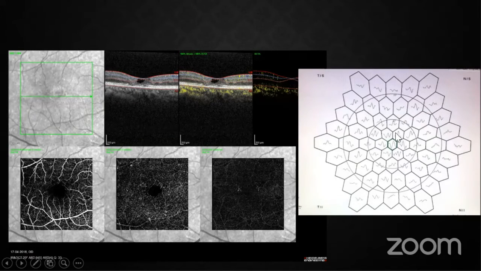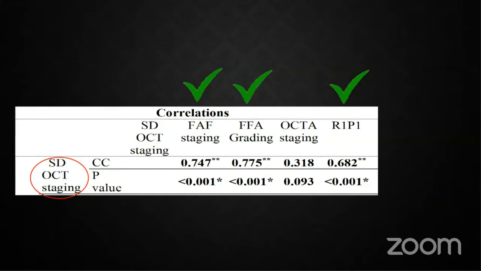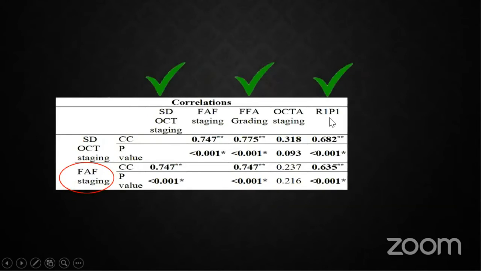On MFERG, mainly the central ring is more affected. The amplitude is more affected in central ring. And temporal parafoveal segment was more affected than the nasal one. So SD-OCT correlated well with all the imaging modalities, but it was not significant with OCTA. Similar with FAF, it correlated well with all the imaging modalities except for OCTA.